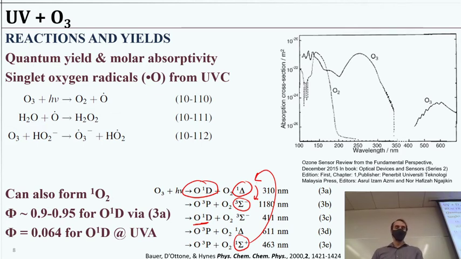Point being, though, that you can get this singlet oxygen, that excited diatomic oxygen, so our molecular oxygen, and you've got this oxygen radical, and that oxygen radical, you can react that with water to form peroxide.